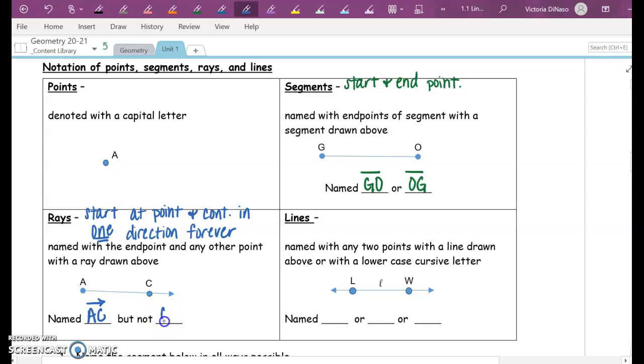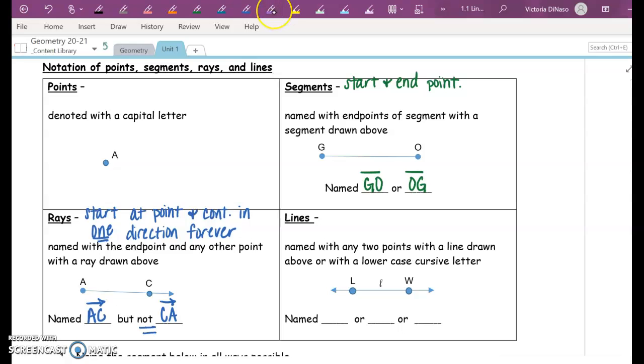We cannot, however, call it CA with an arrow above the A. Because that arrow is going through C, we have to make sure that the symbol above the 2 letters that we write go through that letter too, so go through that point. So not CA, but we can call it AC.